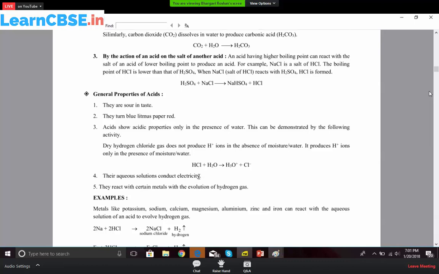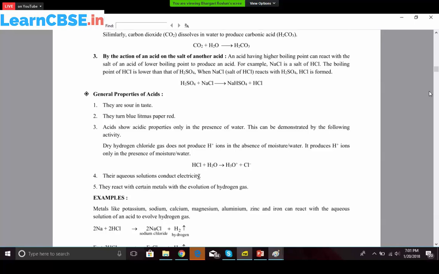Aqueous solutions means the acid which is dissolved in the water. So we call it aqueous solutions. It is able to conduct electricity because of the presence of the ions H plus and Cl minus. Because of the presence of the positive and negative ions, the acids can conduct electricity and they can react with certain metals with evolution of hydrogen gas.